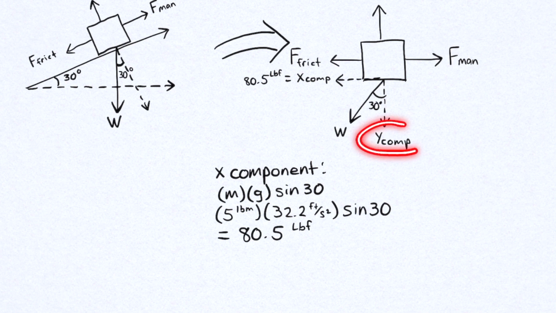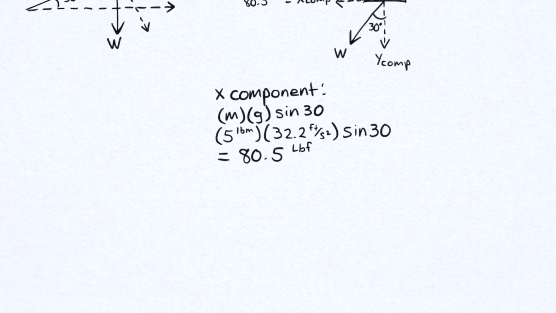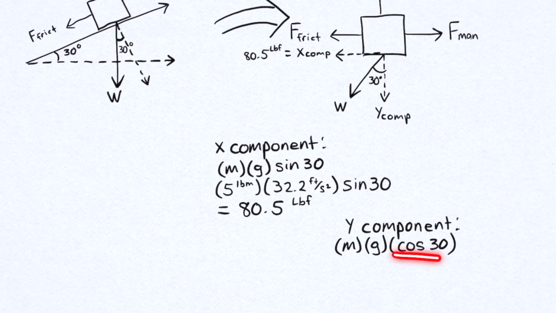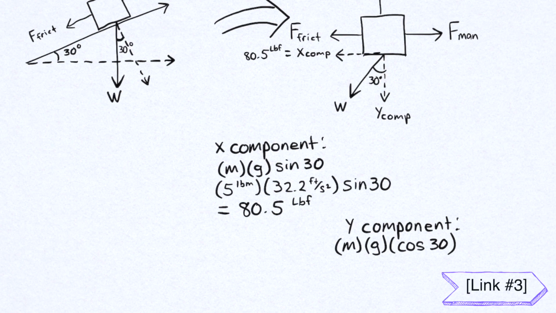And then now I'm going to solve for the y component. So the y component is going to be mass times gravity times cosine of 30. Cosine of 30, because we want to solve for the y component. Again, if you want help with this step right here, you can click on link number 3 in the description. So the y component is mass times gravity times cosine of 30.